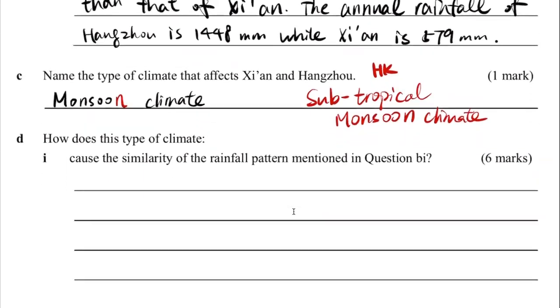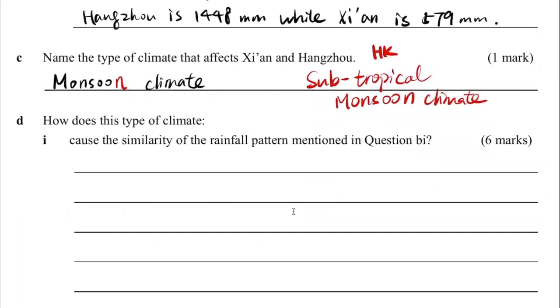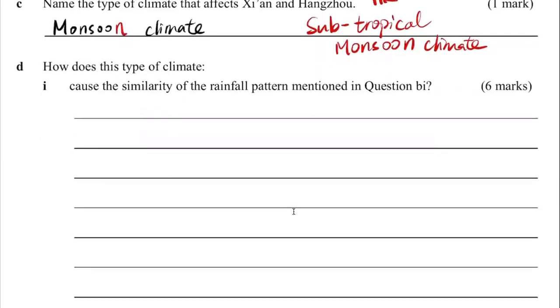So let's look at the monsoon climate. How does this type of climate cause the similarity of rainfall pattern mentioned in question B1? It's asking how the monsoon climate contributes to the high rainfall in summer. You may wonder how to do this question, but it's actually very easy. It's always those sentences. If you just recite and memorize them, you'll be able to answer a bunch of similar questions asking about a monsoon climate.